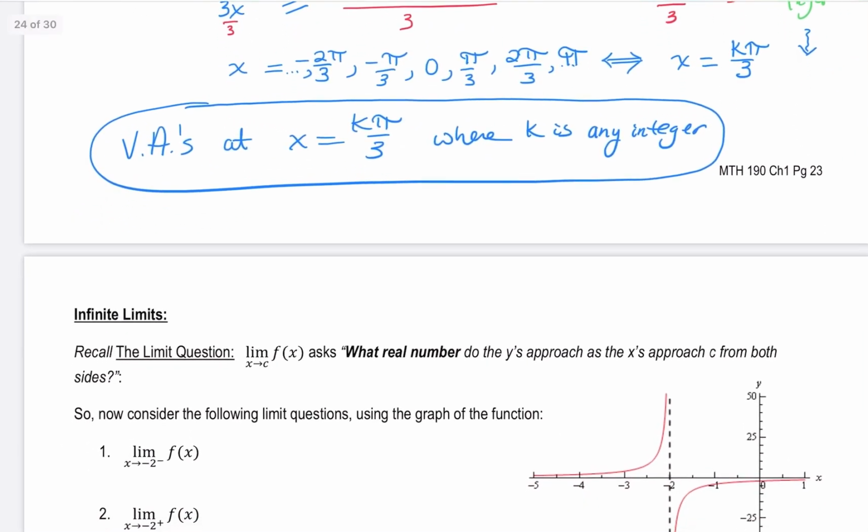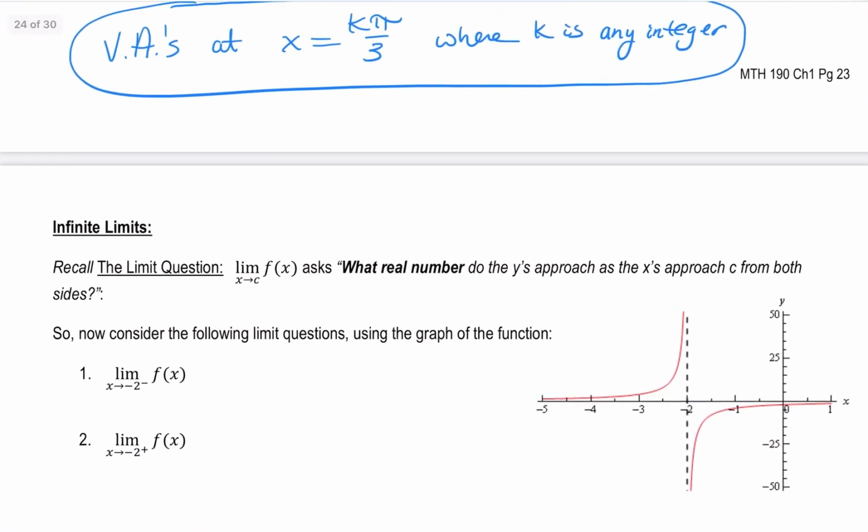Here we're going to start off looking at some limits that are still limits as x approaches a constant, but they're going to involve limits at a location that might potentially be a vertical asymptote. So let's take a look at this graph and recall that your limit question was always looking for what is the real number that the y's are closing in on. So if we look at this first example here, it says, what is the limit of f of x as x is approaching -2 from the left?